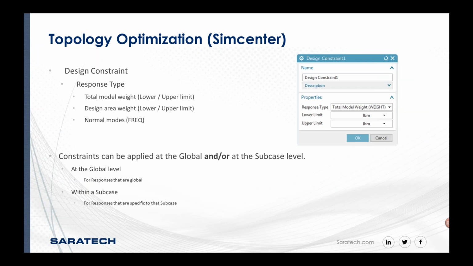The next thing that you need to define is a design constraint. So you need to define your responses based on something such as weight, your design area weight, or sometimes normal modes would be one. There are other design constraints we can define. They're called advanced constraints. I'll talk about them in a second. But we can define these constraints at a global and or a subcase level. So if you want to do this at a global level or within a certain subcase, so maybe you want to run a bunch of subcases, modes, statics, frequency response, etc. You can specify those at a subcase level.